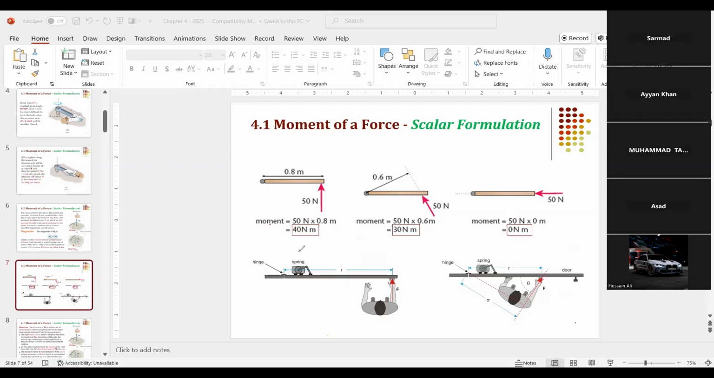Better than the yellow. You see, this angle is 90 degrees.